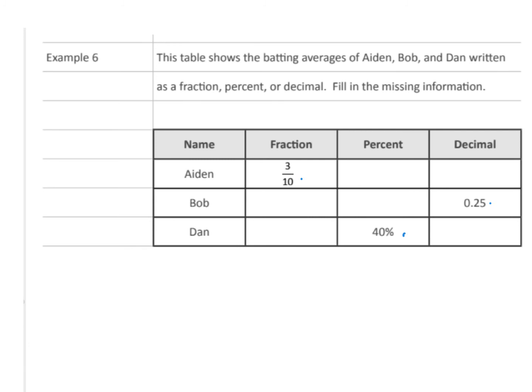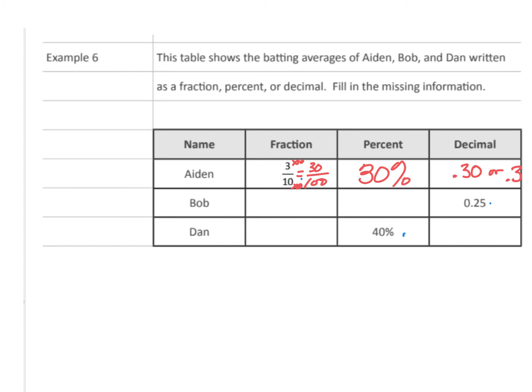So let's start with Aiden. I need it as a percent, so I'm going to set it equal to 100, which means I'm going to do 10 times 10. So 3 times 10 gives me 30. So that's 30%. And again, 30 hundredths as a decimal would be 0.30. Or again, if you just took off the 0, it would be 3 tenths.